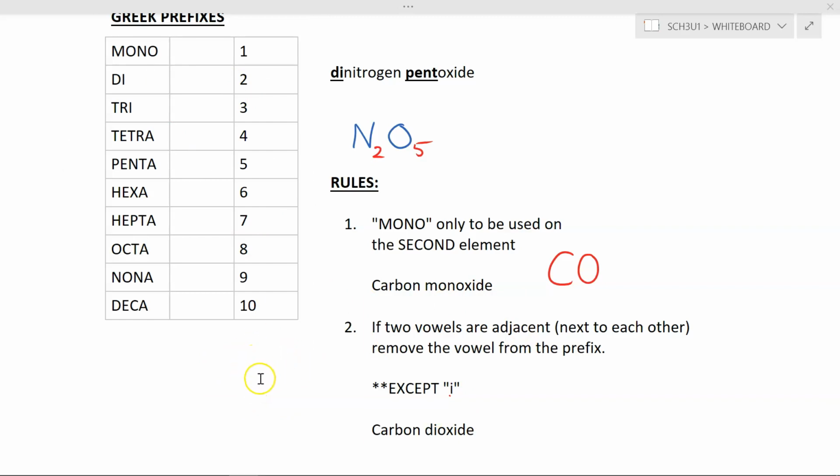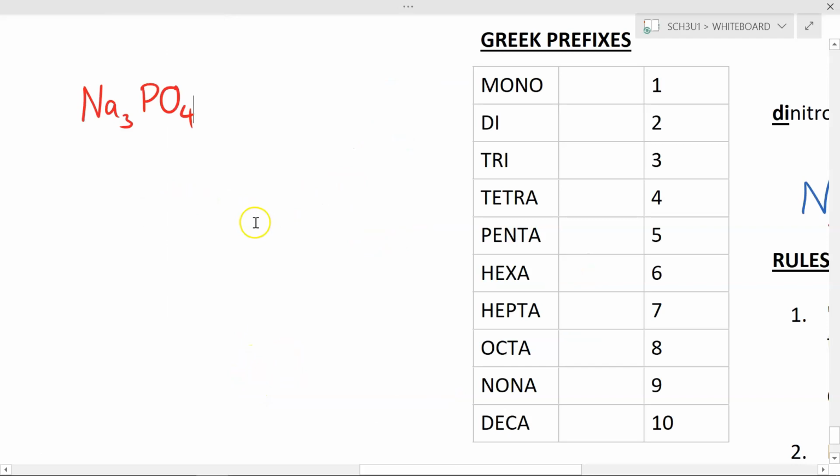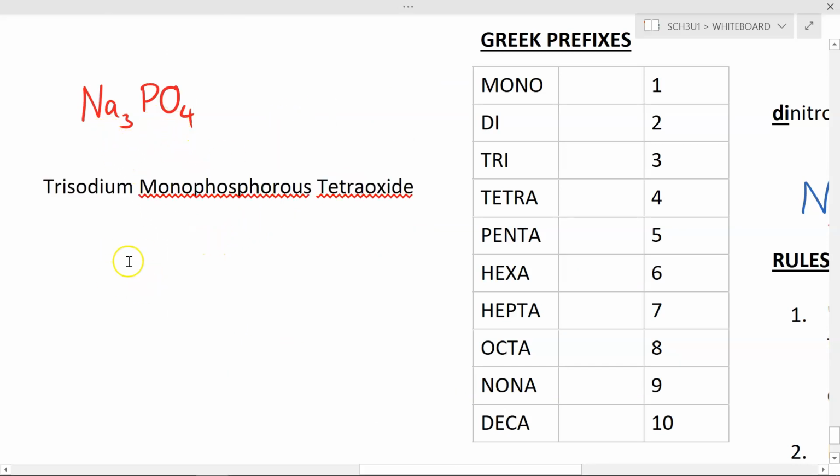So for instance, a common mistake I'll see students make is over here, Na3PO4. I've seen some students write out trisodium because there's 3 sodiums, monophosphorus because there's only 1 phosphorus, tetraoxide. Now they made a mistake here because there's 2 vowels side by side, so you have to remove the A from the prefix and just say tetroxide. So trisodium, monophosphorus, tetroxide. Ooh, sounds scientific, but wrong.